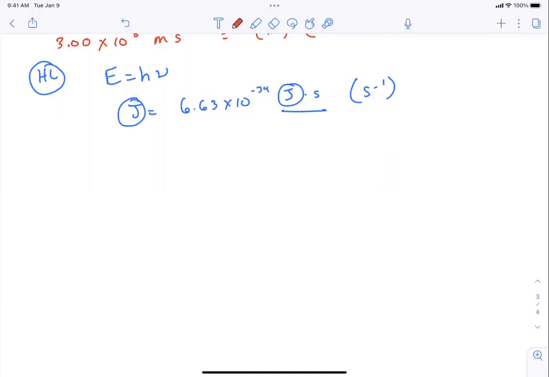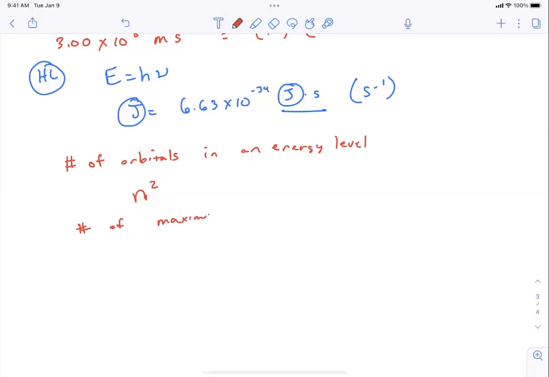Actually, this is not a unit thing, but this is a calculation thing. This kind of shows up every once in a while in multiple choice: the number of orbitals in an energy level. The maximum number of orbitals, not filled orbitals, in an energy level is n squared, where n is the energy level. So if you have the fourth energy level, there's 16 possible orbitals in there. And then the maximum number of electrons is 2n squared, because every orbital can hold 2 electrons. So if you have 16 orbitals, then you can have 32 total electrons in the fourth energy level.